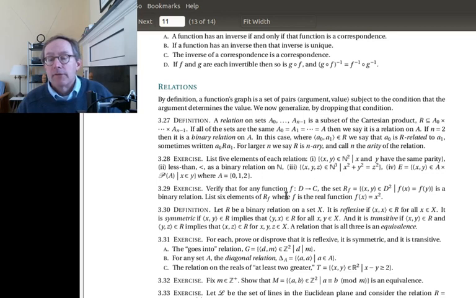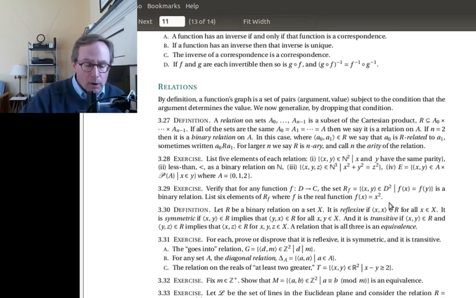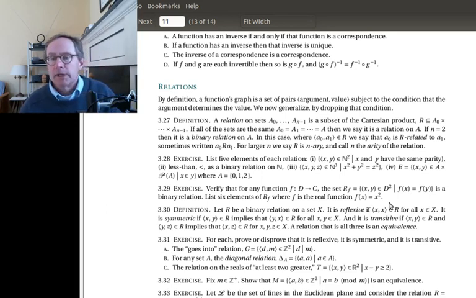Okay, and then it says verify that for the next one, 29. Verify that for any function, the set Rf of x, y's in d squared, where f of x equals f of y, is a binary relation. So the set of x, y's that map to the same output is a binary relation. And then it says list 6 elements of Rf where f is the real function. So let's try here.